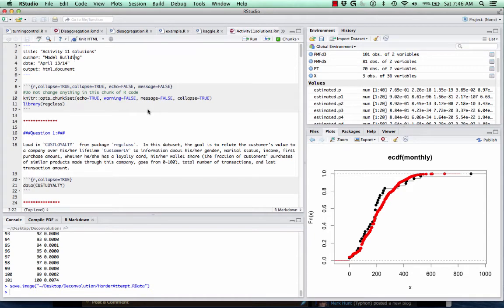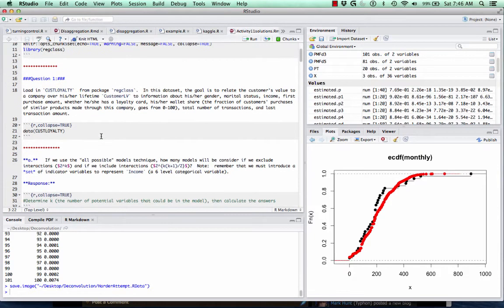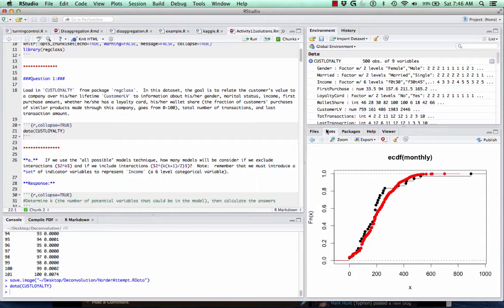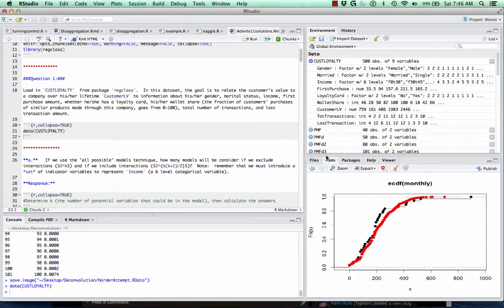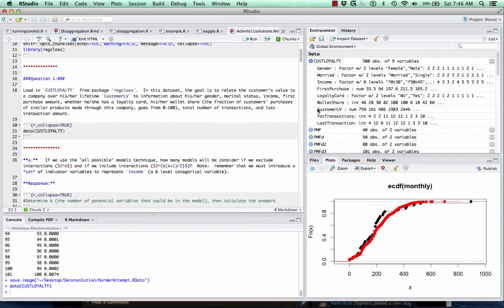Let's go over activity 11. So for question 1, we're going to load up the Cust Loyalty dataset. And in the Cust Loyalty dataset, we're interested in trying to develop a model that describes how a customer lifetime value, customer LV, may be related to these other predictors here, the gender of the person, marital status, total transactions the person made at the company, etc.